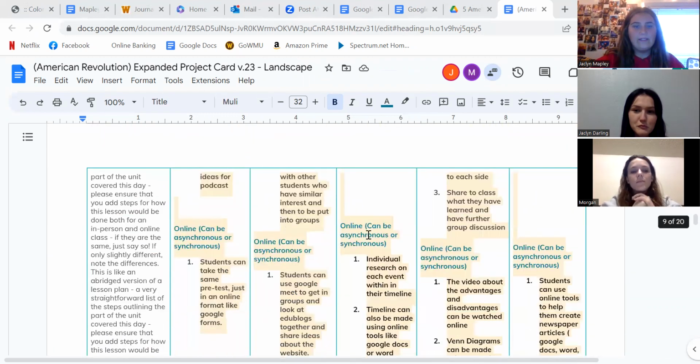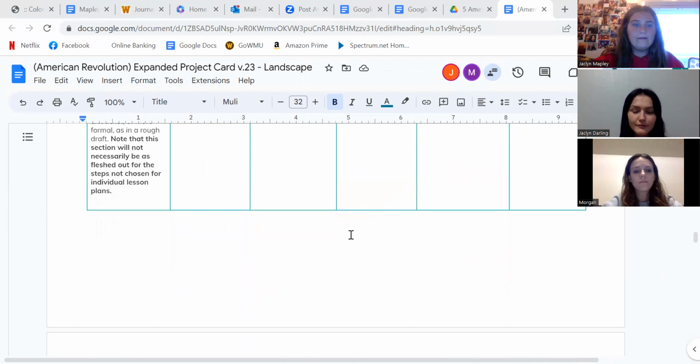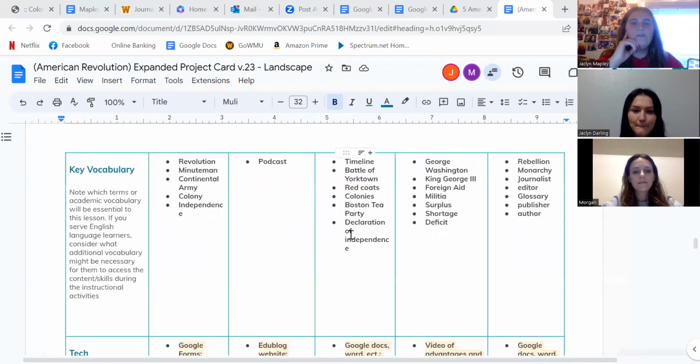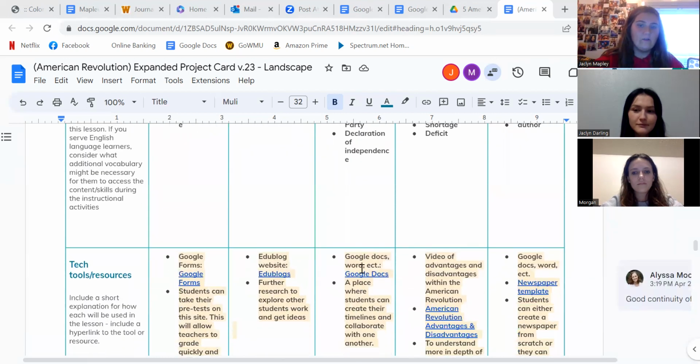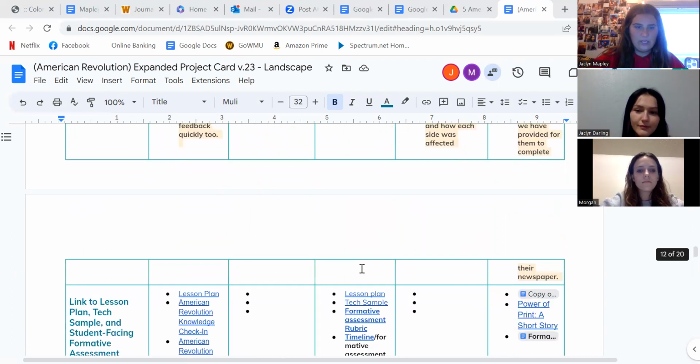These are just our simple steps to break down the lesson, which I just explained. We gave a formative assessment for each one. I'm not going to go over all of them, but pretest, timeline, the comparison chart. What else? Key vocabulary, things like revolution, Minuteman, timeline, Boston Tea Party, foreign aid, surplus, rebellion, glossary, things like that, just so they're getting used to the vocabulary we're using in class. And then we did link all of the tech tools and resources. We just kind of overdid it for this one just so that they could see what the students would be using for each day.